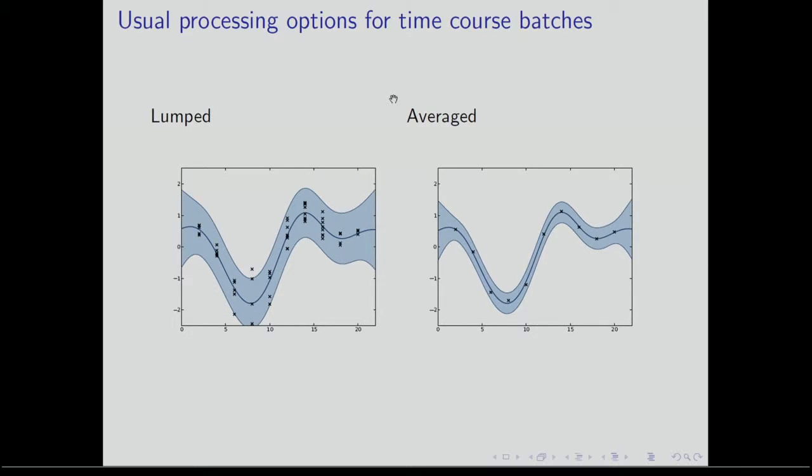So the usual thing you might do is just lump all the data together. You might just concatenate all the time series, or you might average. If you lump it together, you're losing all the within-batch correlations, which in time series are incredibly valuable. So you really don't want to do that with time series. You don't want to throw away all that valuable within-batch information. If you average, you're losing your information about what that batch variance was. So you're also throwing away a lot of information. So those two approaches are very suboptimal.